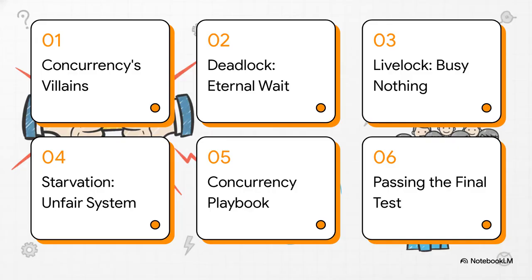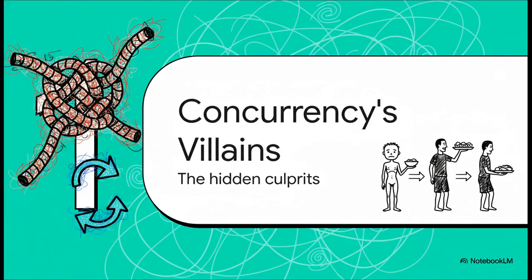To get to the bottom of this, we've got to understand the three main villains of the concurrency world. So here's our plan. First, we'll introduce the culprits. Then we're going to unmask each one: Deadlock, Livelock, and Starvation. After that, we'll build a playbook to beat them, and then finally, we'll make sure you can ace any test on this stuff. Okay, let's get into it. Our targets are Deadlock, Livelock, and Starvation. These three are the sneaky culprits that can quietly bring even the most robust multi-threaded application to a grinding halt. Just understanding them is really the first big step to writing code that doesn't break under pressure.